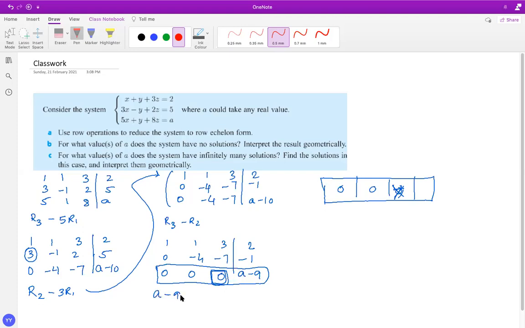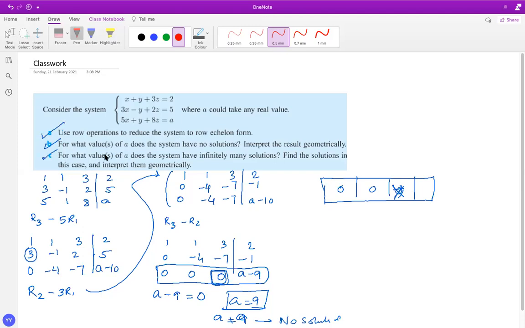Now if you take A minus 9 equals 0, which means making the last row entirely 0, if I take A as 9, then you're going to have infinite solution. But if A is not equal to 9, then this results in no solution. So if I take A as something like 7, then 7 minus 9 is negative 2. So what happened is that I get 0 equals negative 2. That's not possible. So if I take A not equal to 9, then you'll have no solution.